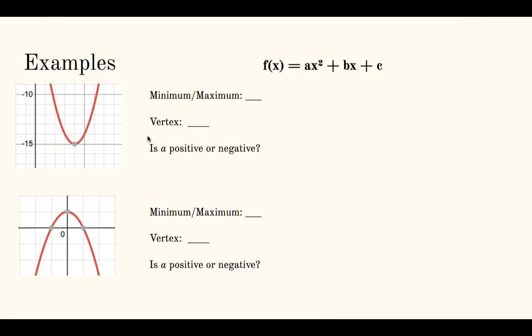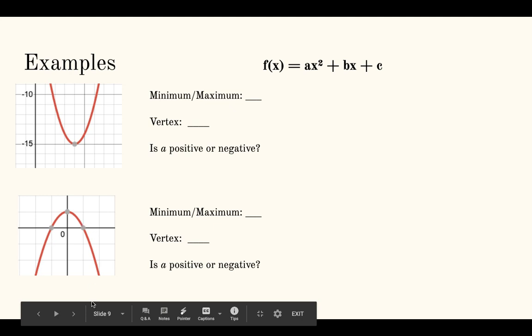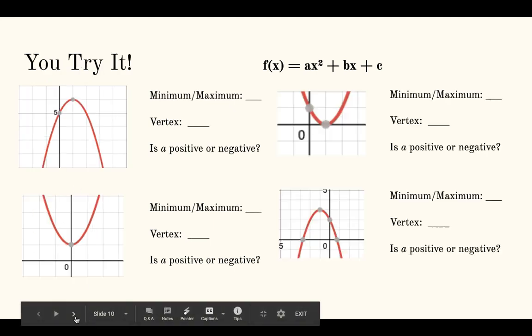So let's look at these examples. This is a minimum value. I can't tell you the ordered pair of the vertex because I don't see the scale on the x-axis, but I know a is positive because it's concave up. And this is a maximum value. The vertex is at 0, 1, and a is negative because it's concave down. So let's try these problems.